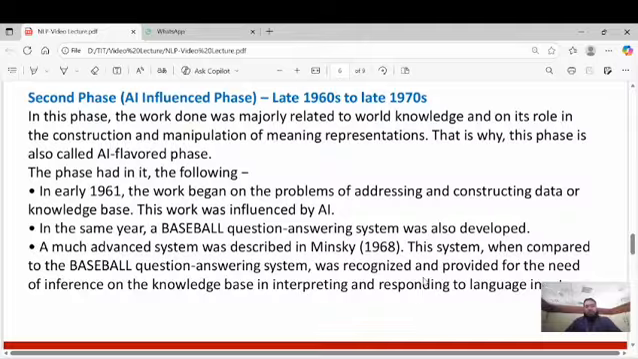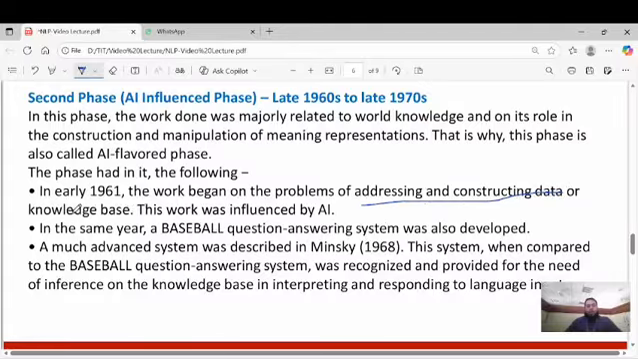In the early 1970s, the work was basically based on addressing and constructing the data or knowledge base. In the same year, the BASEBALL question answering system was also developed. A much more advanced system was described in 1968. This system, when compared to the BASEBALL question answering system, was recognized, and its knowledge base interface is in the frame.